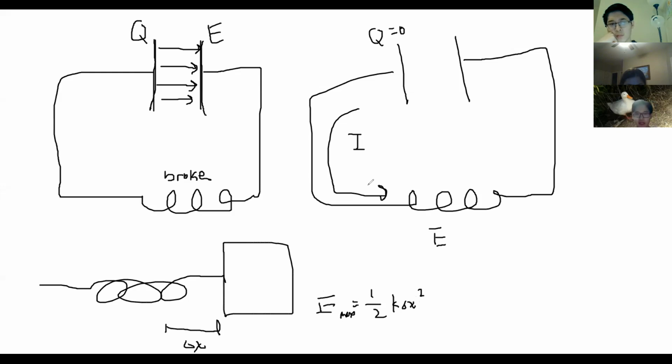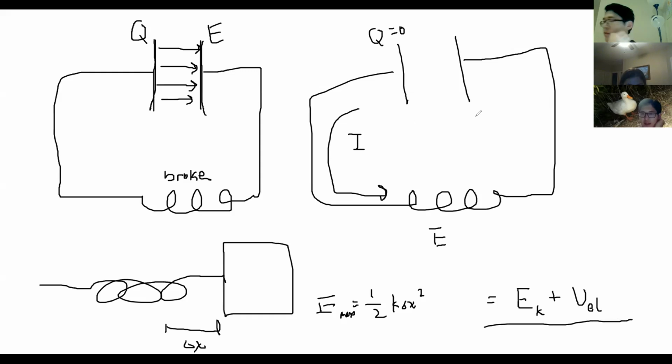And then the energy at any point in time afterwards is going to be the sum of the potential energy, in the spring, in the elastic, and the kinetic energy. Okay, so that's going to be our mechanics analog.